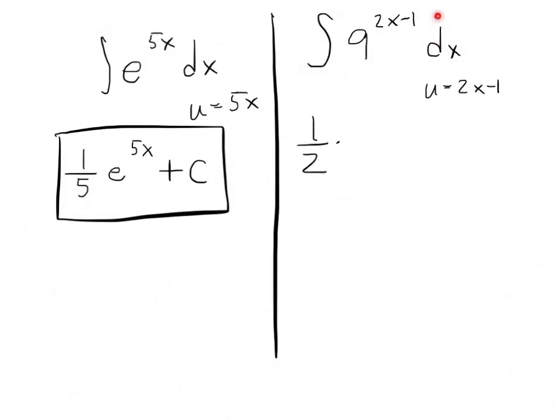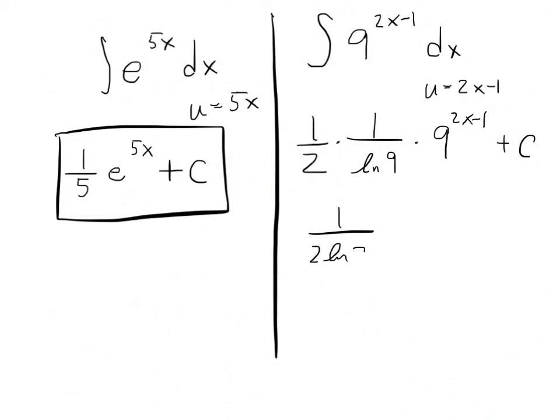Now, how would this integral actually work out? Because it's a constant to a variable power, we're going to have that 1 over ln 9 times 9 to the 2x minus 1 plus c. And so in the end, I'm going to end up with something like 1 over 2 ln 9 times 9 to the 2x minus 1 plus c.